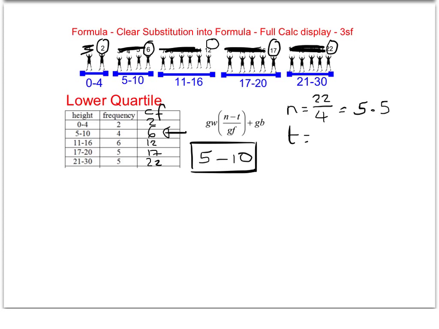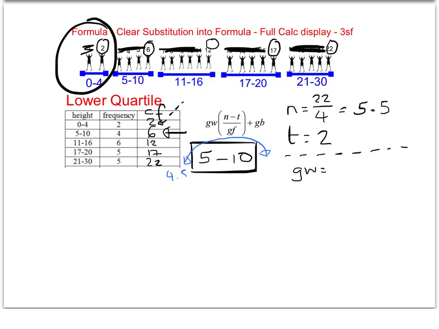So t, the total number of people before that group, that's just these two. You can see it there on the cumulative frequency, 2 people. Now everything is about our group now. Our group width, well, it goes from 4.5 over to 10.5. 4.5 on the left, 10.5 on the right. So that's a group width of 5.